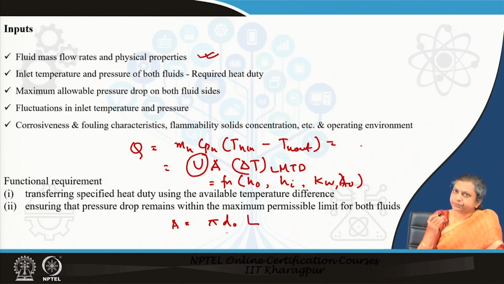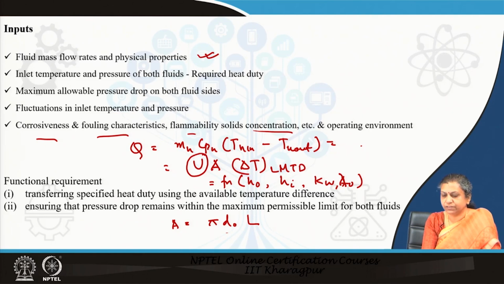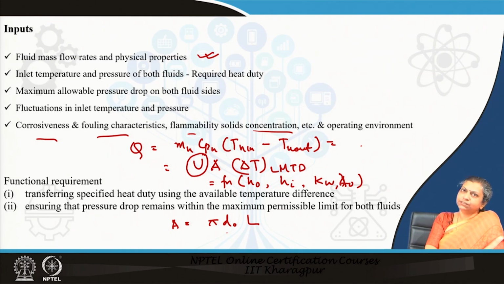And definitely when two fluids are flowing, they are in contact with a surface. So, naturally the corrosiveness, the fouling characteristics, flammability, and if at all it has any solids concentration, because if there is some solids concentration, there is a chance that the solid will deposit out. So, all these things have to be known. Once these things are known, as you have found out, now we go about to design the heat exchanger. What is the design of the heat exchanger? You have to transfer a specified heat duty. What is the specified heat duty? The heat which has to be transferred in order to attain the cooling or the heating that we desire.